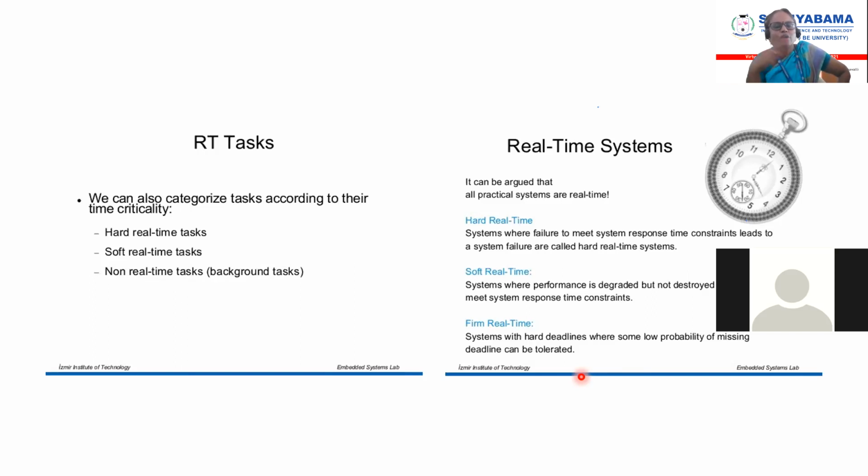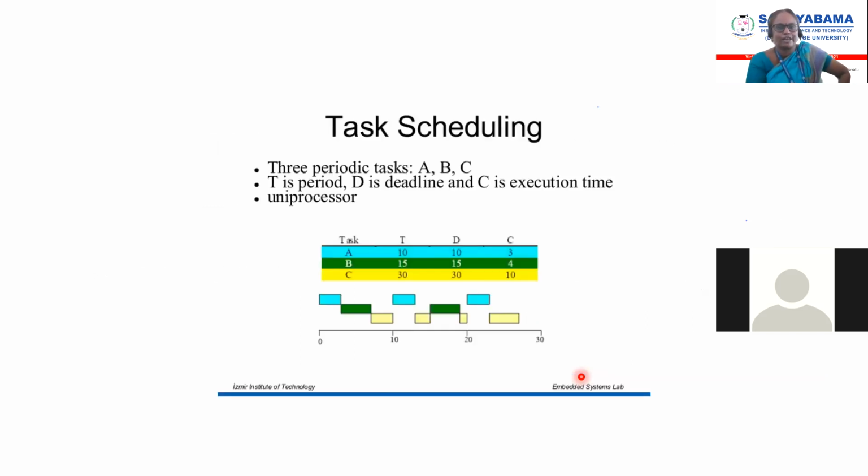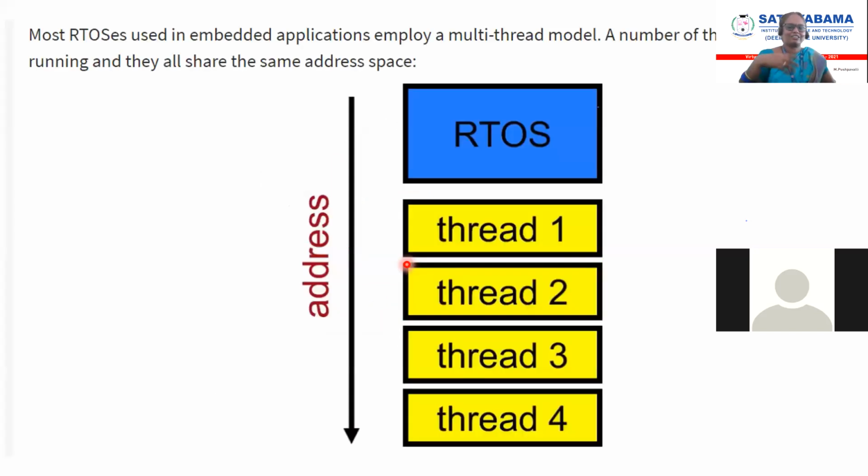I think I told you, depending on the task also, we have told: hard real time task, soft real time task, non real time task. And task scheduling, I told you, three tasks with a total time period. D is the deadline, C is the execution. I think I have explained with one important example. I think this is enough when you explain about task scheduling. So today we complete this task scheduling.